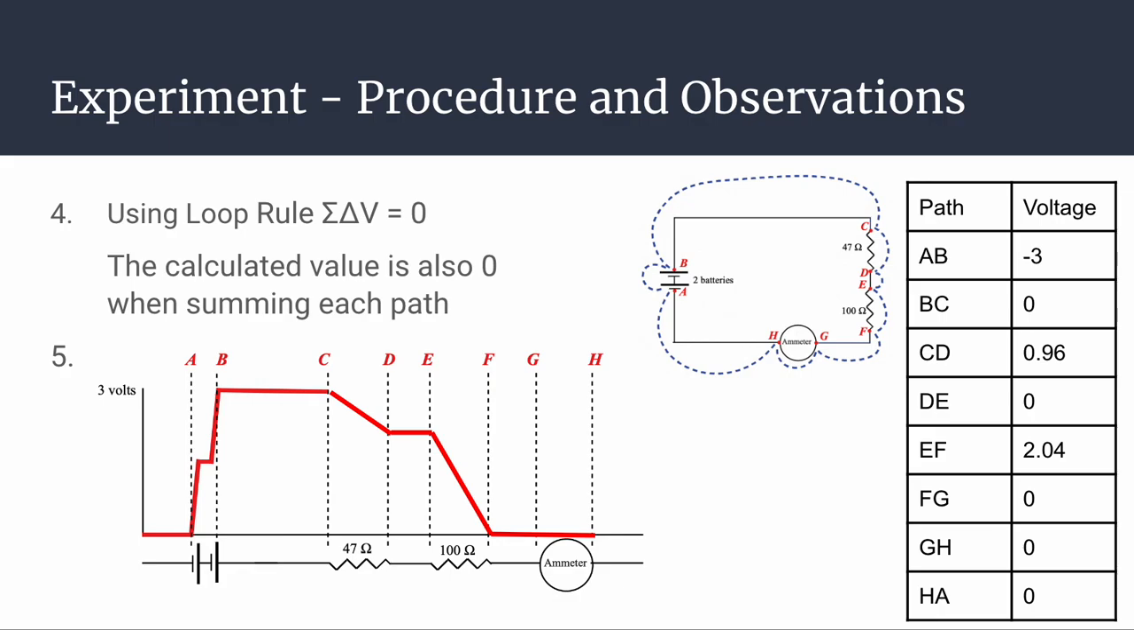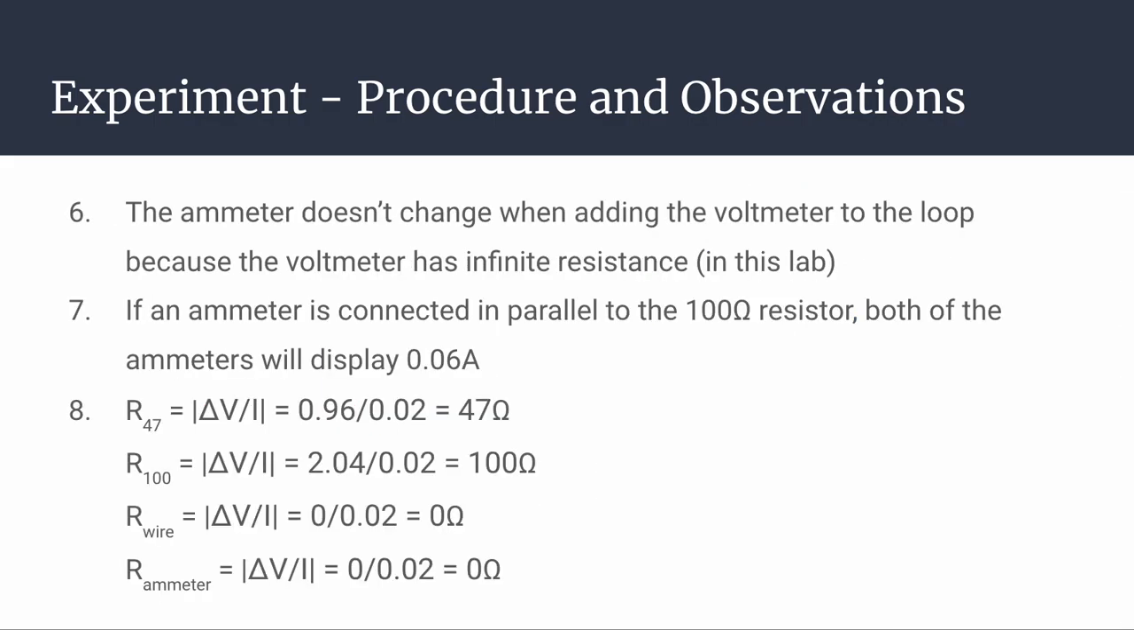Using the loop rule, the sum of all the potential differences should equal 0, and we can see that by dividing each path and adding all of these up, which we were able to get 0, and you can see that in the chart here. And the ammeter doesn't change when adding the voltmeter to the loop because the voltmeter has infinite resistance. If an ammeter is connected in parallel to the 100 ohm resistor, both of the ammeters will display 0.06 amps. And here are some of the resistances that I found throughout the circuit.